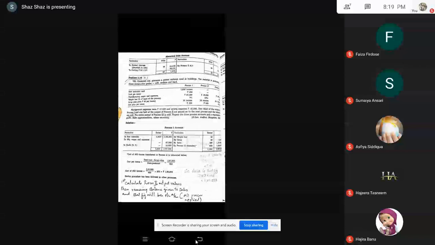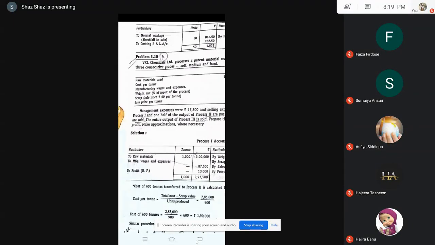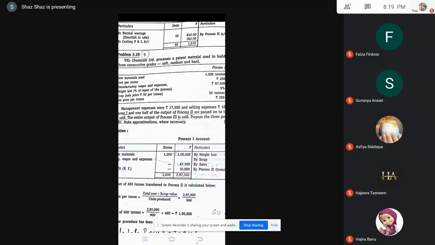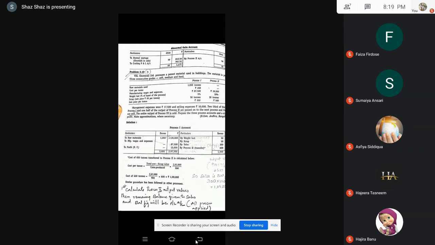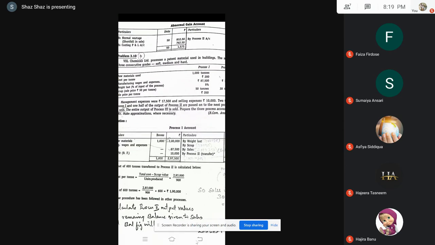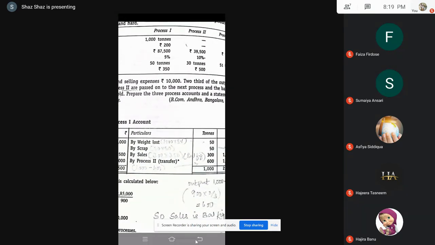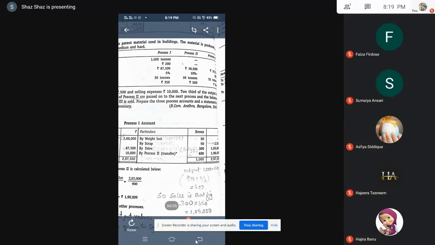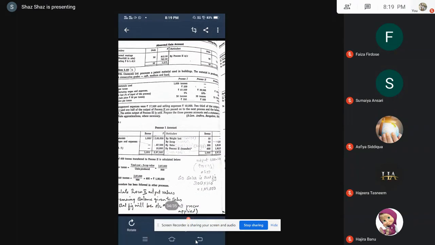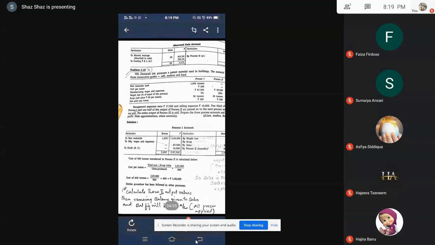So the remaining balance will be in the form of profit. 10,000 will be the profit. Why? Because here we have to make the profit and loss. Isiliye yahan pe this is a different kind of adjustment where you are getting a profit balance. Otherwise, what we usually do is put sales or a balance figure, but that balance figure comes after calculating 2/3 of the output. Okay, so this is different. So now we have a profit of 10,000. So this is the process 1 ka.